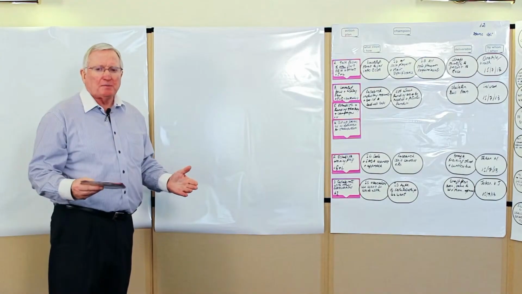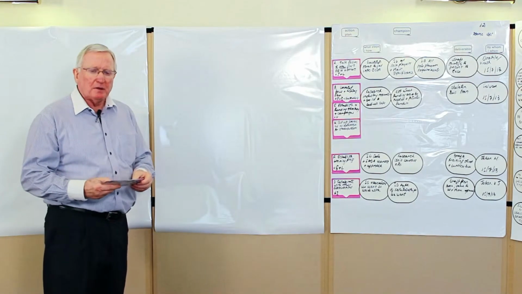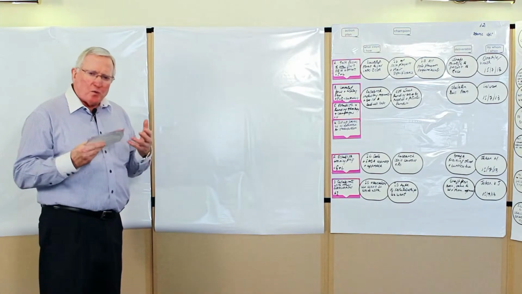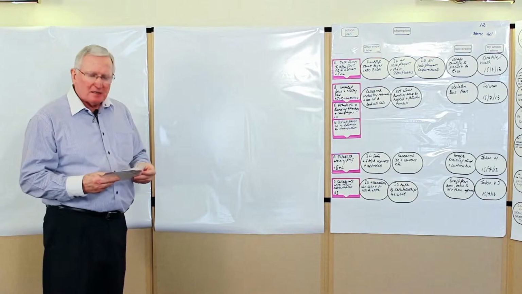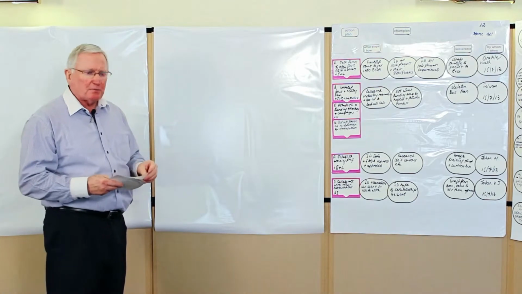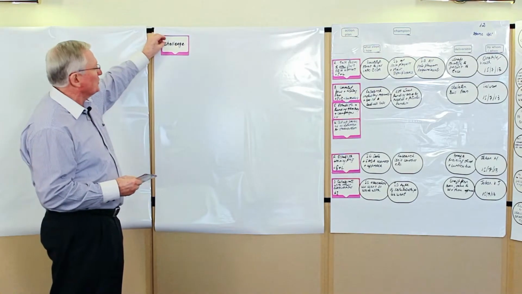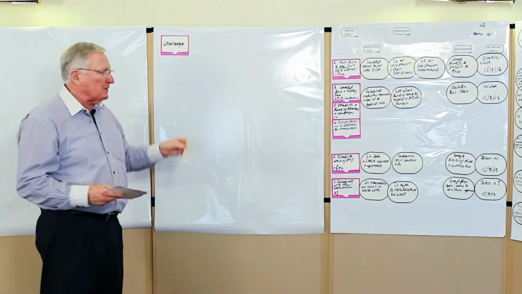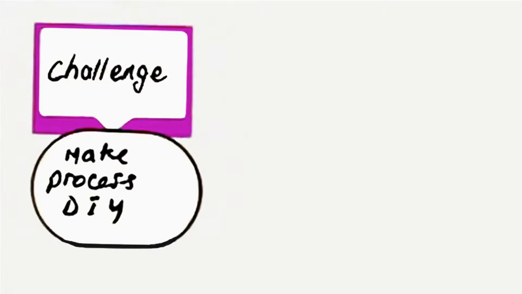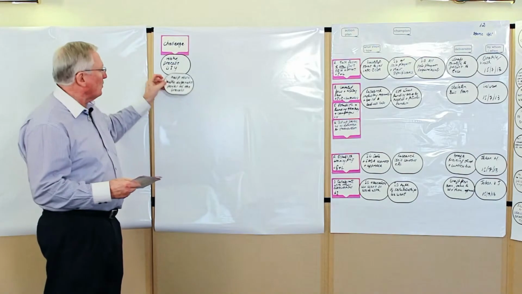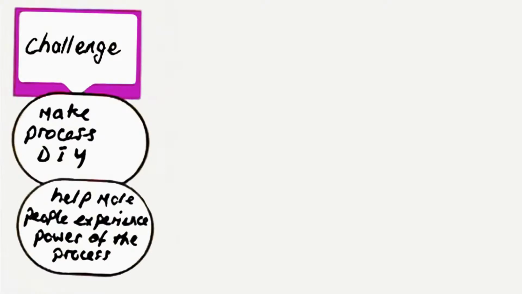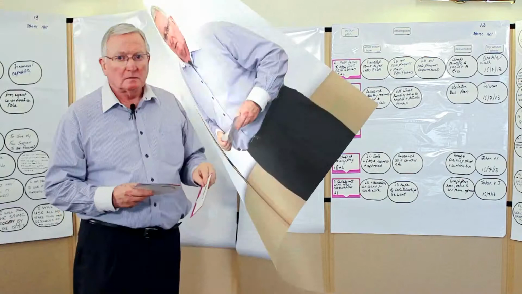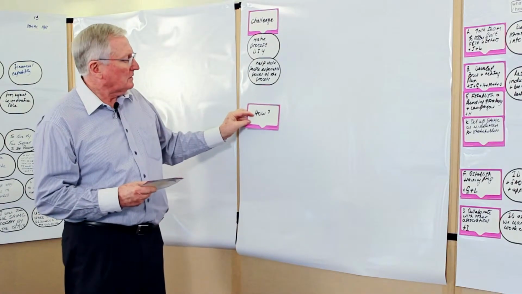Having spoken about Participlan in the previous clip, it's quite obvious that what we are trying to achieve is to get this process to be much more acceptable to larger and broader groups of people. So the challenge is how to make the whole process much more do-it-yourself as a type of process. And how do we help people, more and more people, have an experience of the power of this process? And that's what really challenged us. So how do we do this?